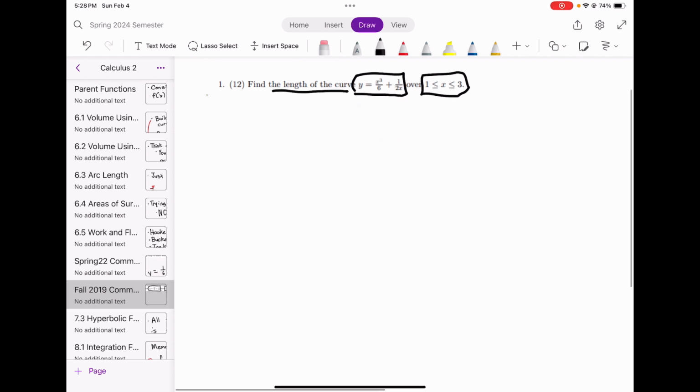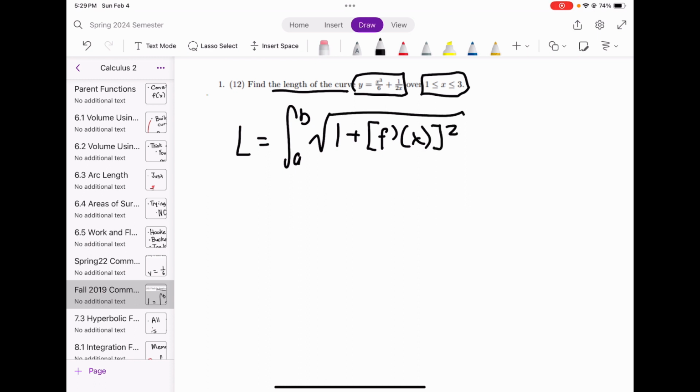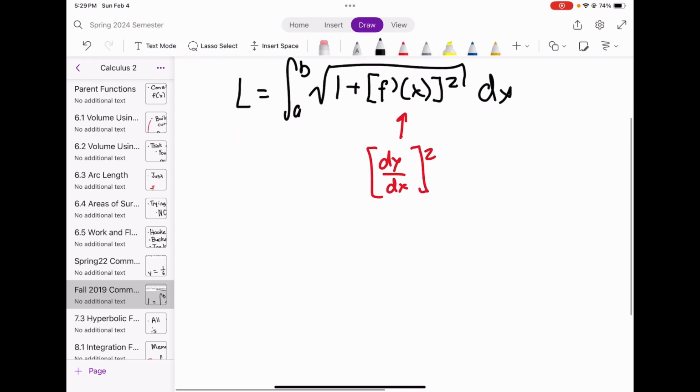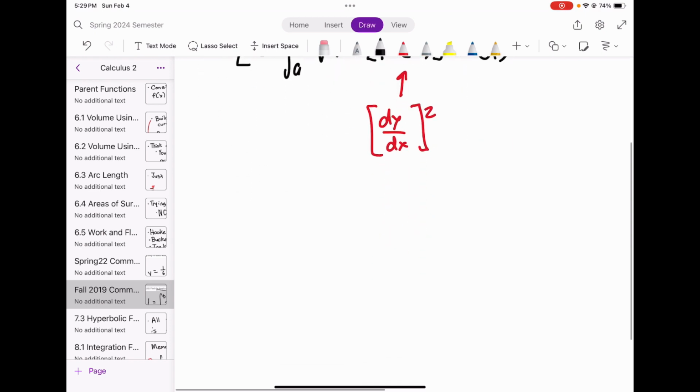Since it asks for the length of the curve, we're going to use the arc length formula, which is the integral from a to b of the square root of 1 plus f prime of x squared dx. And over here you can also write dy over dx squared, that's completely fine, but I'm going to stick with f prime of x squared. For these types of questions, I like to do all the work outside. That's how my professor taught me.